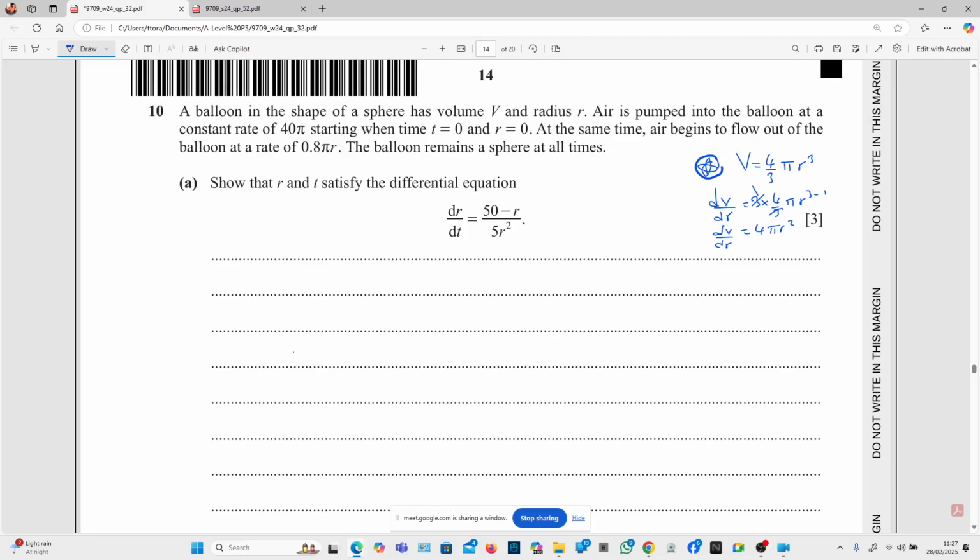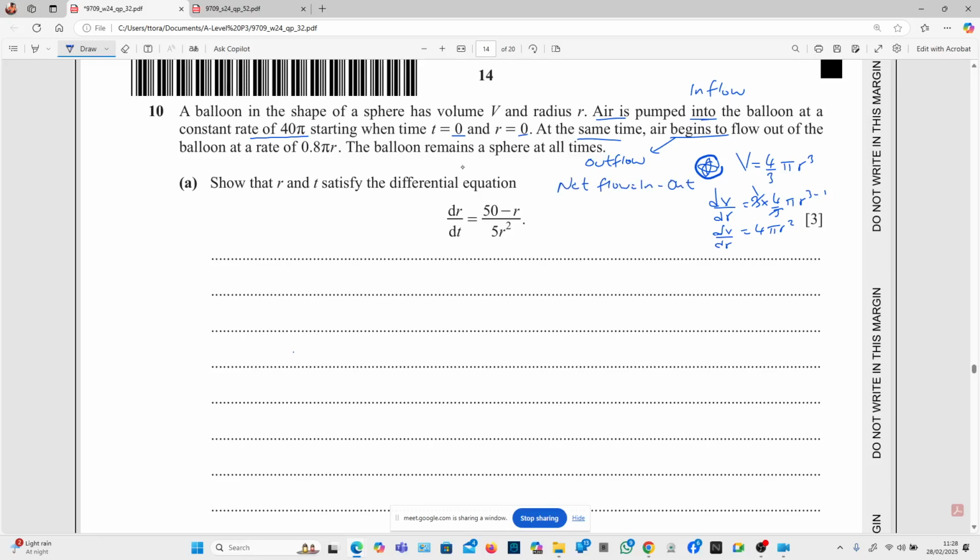Right. The first thing is air is pumped into the balloon. So we have an inflow of air into the balloon at a constant rate of 40 pi, starting when time t is equal to 0, r is equal to 0. At the same time, air begins to flow out. Now we have an outflow. So when we have an inflow and outflow, we will have what we call a net flow as well. A net flow is going to be the inflow minus the outflow.